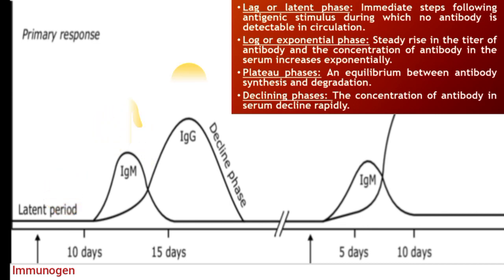The next phase is the plateau phase or steady state. During this phase, there is an equilibrium between antibody synthesis and degradation. And the last phase is the declining phase. The concentration of antibody in serum declines rapidly in this phase.